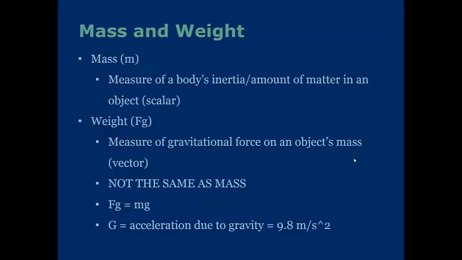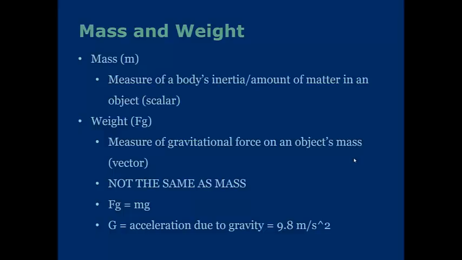Next subject we're going to go into is mass and weight. Make sure you know the distinction between these two. This is something that a lot of students get confused. Mass is a measure of a body's inertia, or the amount of matter in an object. Note it's a scalar quantity. Weight, on the other hand, is the measure of gravitational force on an object's mass. This is a vector quantity. Notice the distinction. This is not the same as mass.